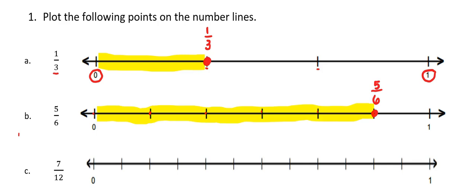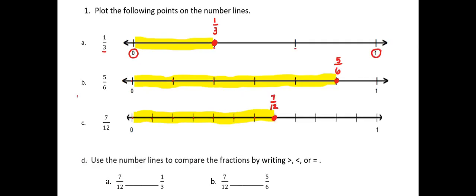The next fraction we need to locate is 7/12. From 0 to 1 whole, the number line has been divided into 12 pieces. So I'm just going to count from the 0 until I count 7 of them. So I have 0/12, 1/12, 2/12, 3/12, 4/12, 5/12, 6/12, 7/12. So here's my 7/12, and I'll write that as the fraction above. And I'll highlight that portion of the number line as well.